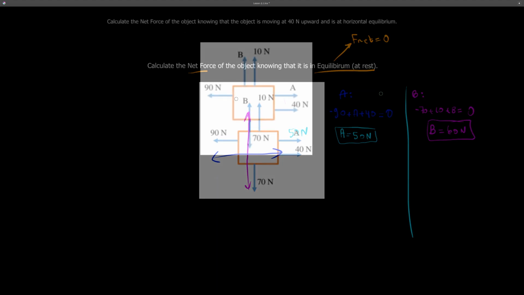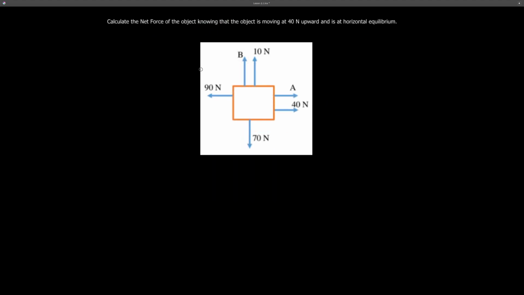Let's answer B. So for this next question, it's basically the same thing, except it wants us to calculate the net force knowing that the object is moving at 40 newtons upwards. What does this mean? That means that on the y-axis, the F net isn't 0 this time. The F net is going to be equal to plus 40, so 40 newtons upwards. And it's at horizontal equilibrium, so the F net for x, the horizontal, is going to be equal to 0 still. So since we already know the F net of the x-axis doesn't change, we'll only do the y-axis.